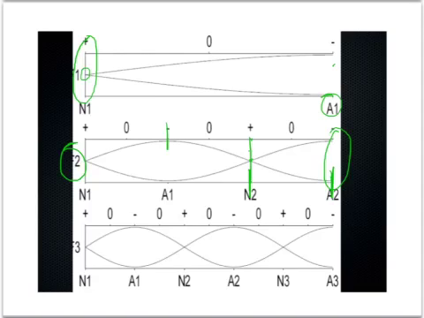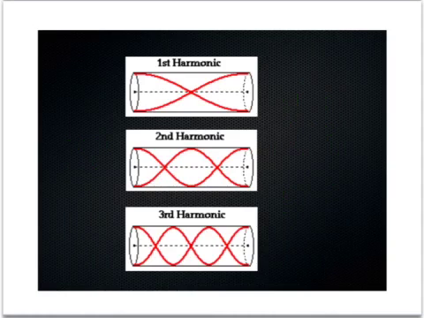And then the next one in the series has to be 1, 2, 3, 4, 5/4 of a wavelength. So that's the pattern we're going to look at generally next.